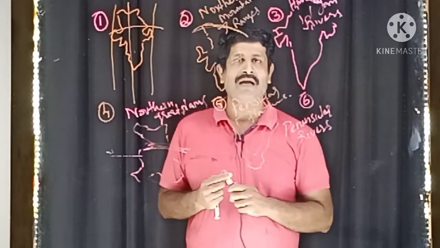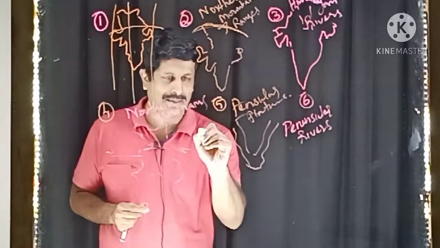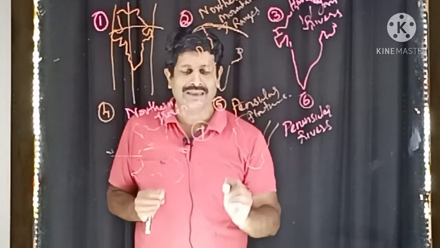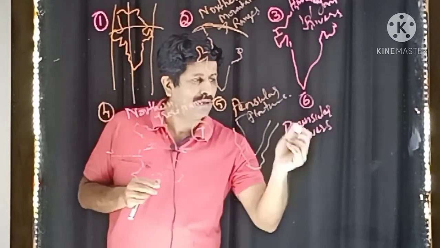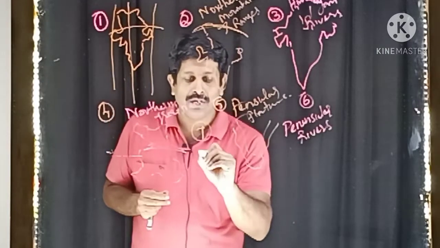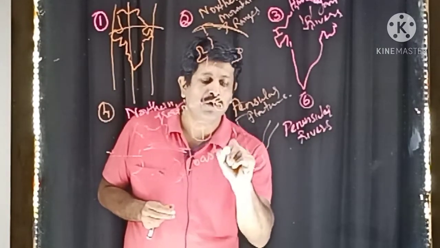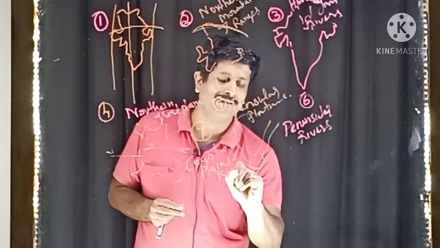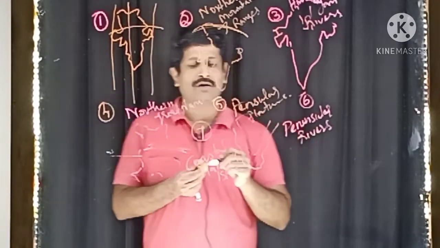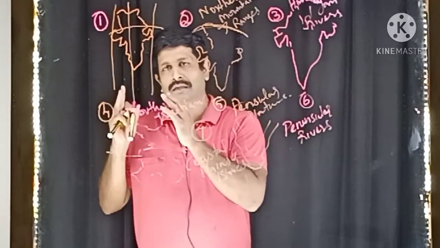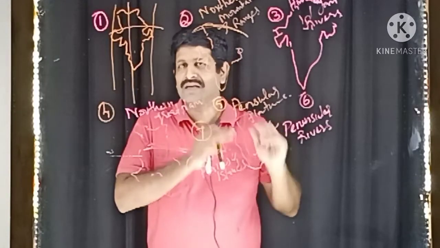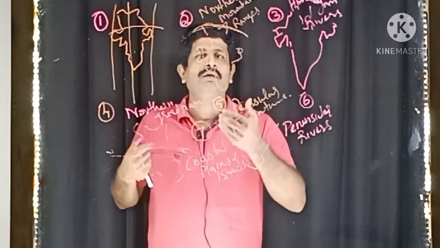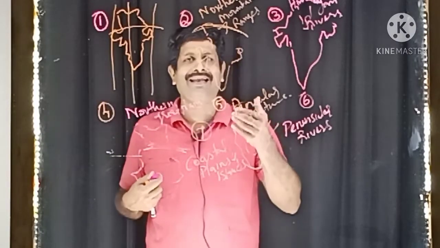And the last map for you people for the activity, the seventh map, you had to do the coastal plains and islands. The coastal plains can be divided into two, the Eastern Coastal Plain and the Western Coastal Plain. Along with that, you have to note down the islands also, Lakshadweep and Andaman and Nicobar.